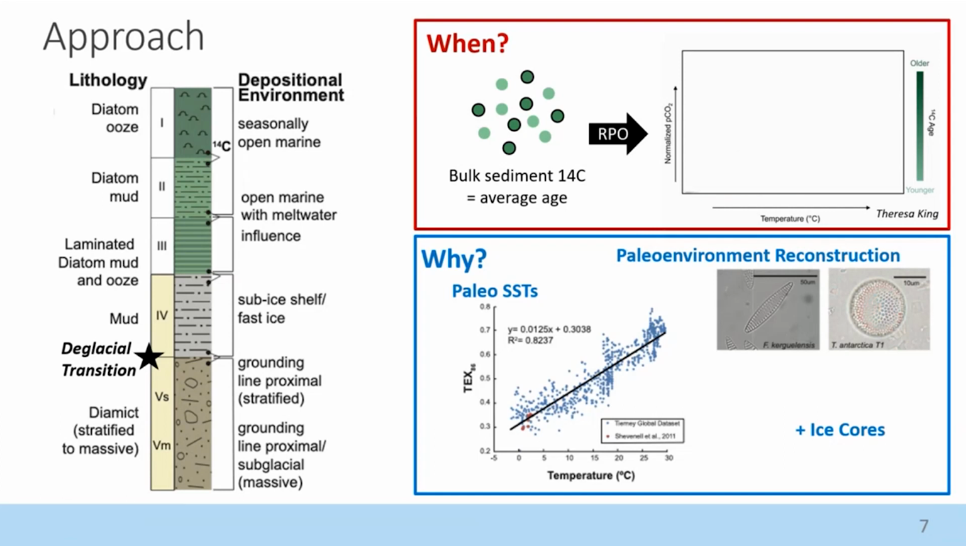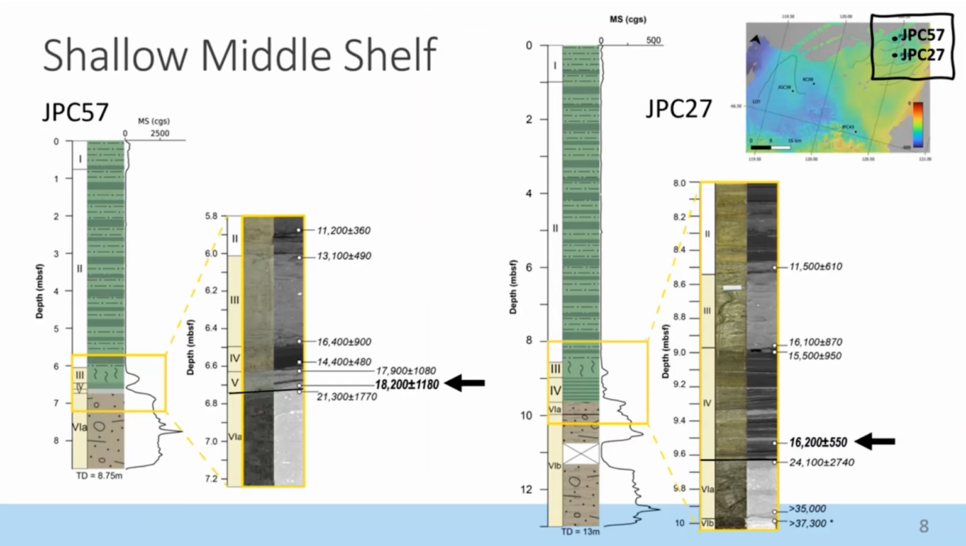And then we can compare our temperatures to different paleo-environment reconstructions, such as from diatom assemblages. So are we seeing more ice? Are we seeing offshore influence? They can really help us tie the picture together. And then we can compare what we're seeing in the ocean to atmospheric forcing in ice cores.